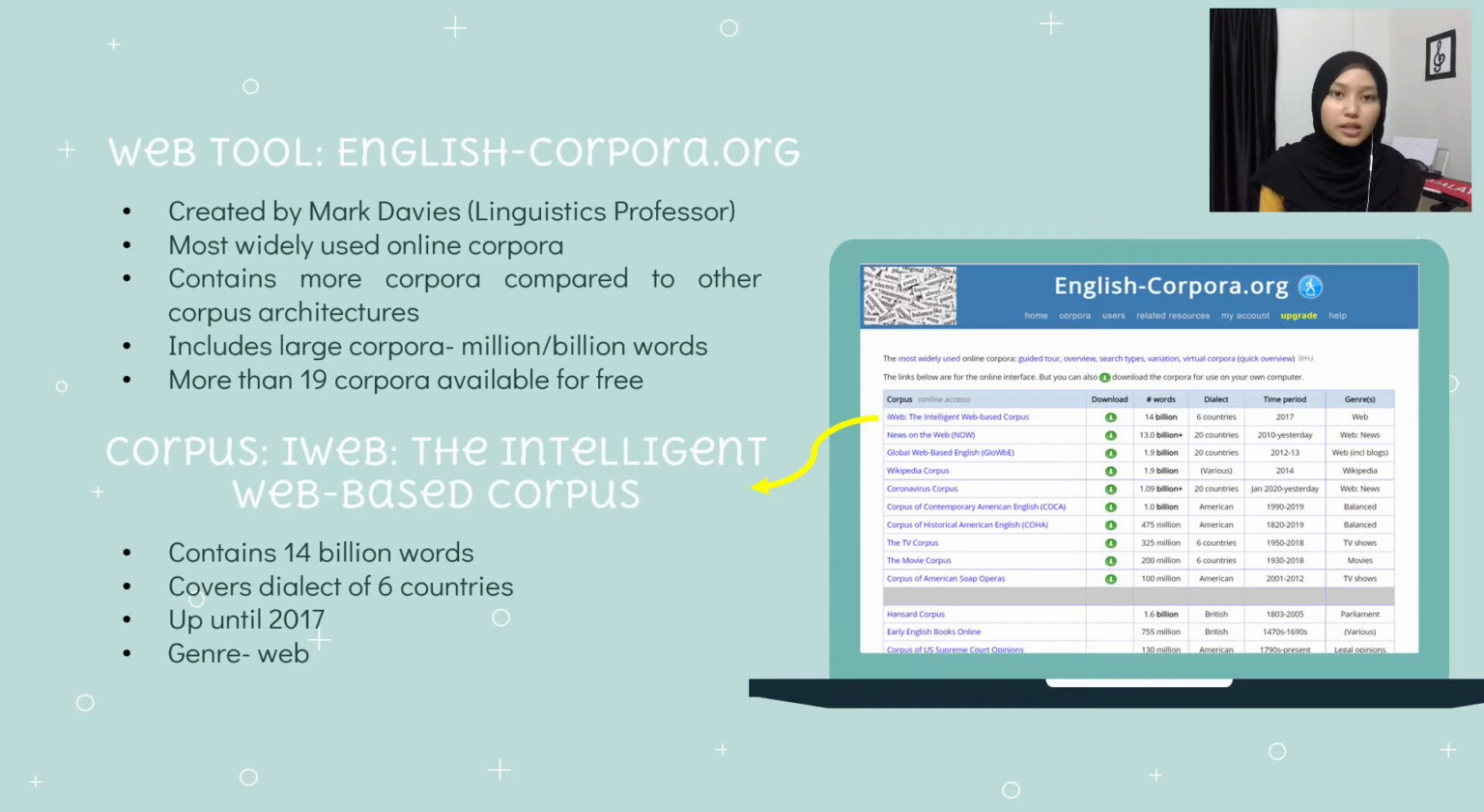For the corpus, I have chosen the iWeb or the Intelligent Web-Based Corpus. This corpus contains 14 billion words. It covers the dialects of 6 countries up until the year 2017, and the genre of this corpus is web.